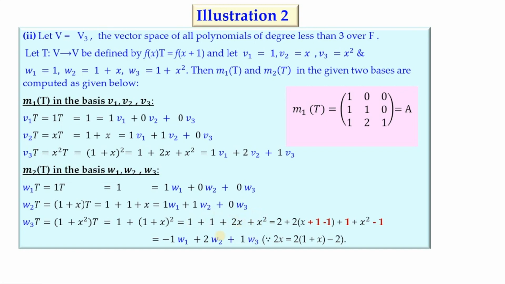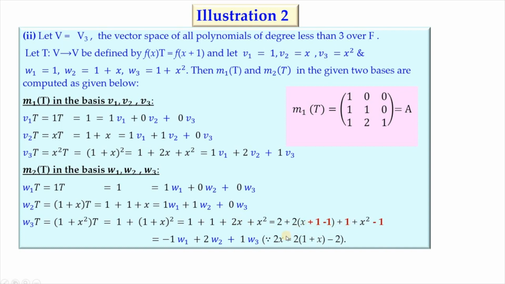So we have to adjust the terms in such a way that we can write that as some scalar times W1 plus some scalar times W2 plus some scalar times W3. For that, we add and subtract. We have this 2 as such. For this, we need to have 1 plus x, so we add and subtract 1 to that. Then for the x square that we have, we need 1 plus x square, so we add and subtract 1 to that. Now we rearrange the terms so that T of W3 is a linear combination of W1, W2, W3.